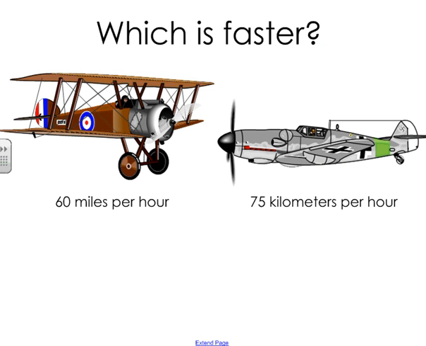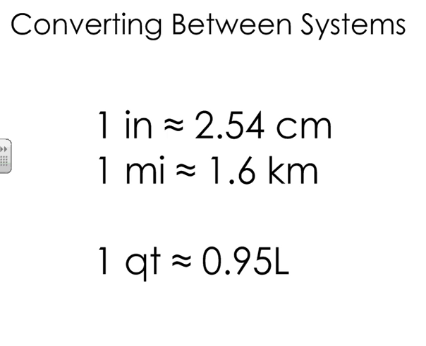Okay, next we're going to compare two airplanes and see which one is faster. Now the first one travels 60 miles per hour and the second one travels 75 kilometers per hour. I need to convert one into the other, so I'm going to pick the 60 miles per hour and I'm going to convert that into kilometers per hour. So if I look back, 1 mile is approximately 1.6 kilometers. So that's the conversion that I need for this problem.